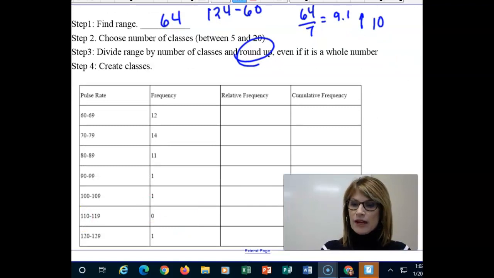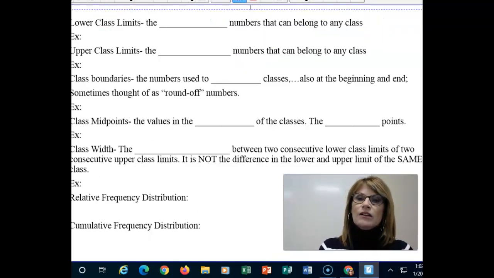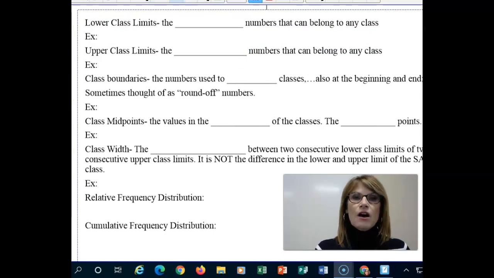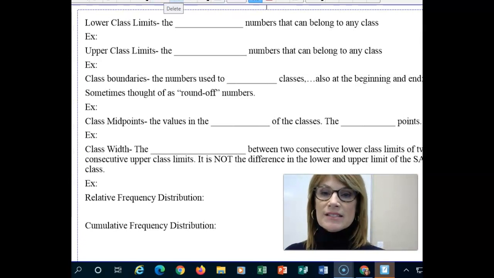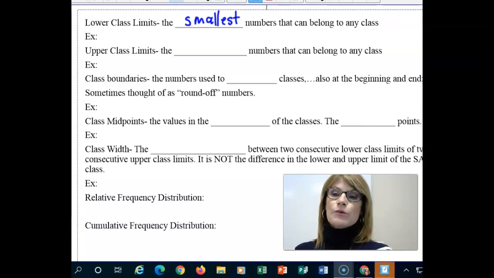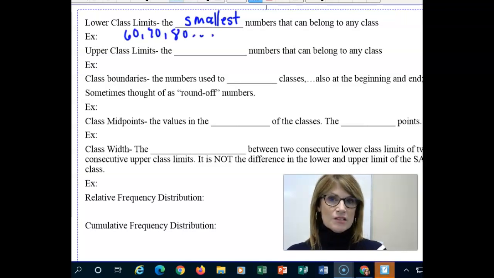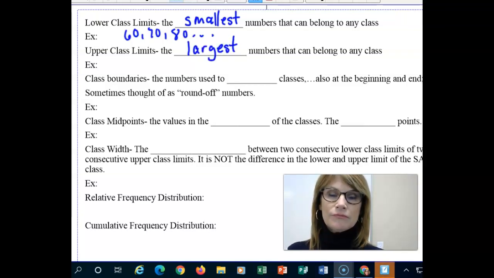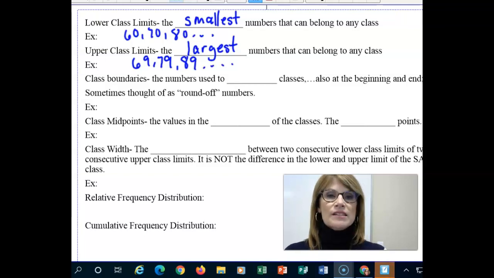Okay, more vocabulary. Lower class limits are the smallest number that can belong to any class. So in our case, our lower class limits would be 60, 70, 80, and so on. The smallest number in that class is a 60. Upper class limits are the largest numbers. So in our case, our upper class limits are 69, 79, 89, and so on.